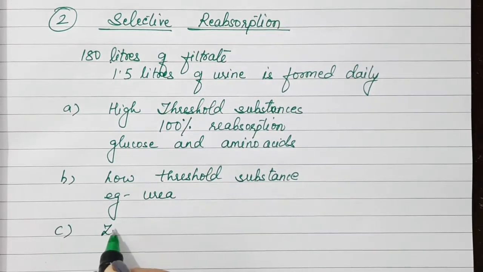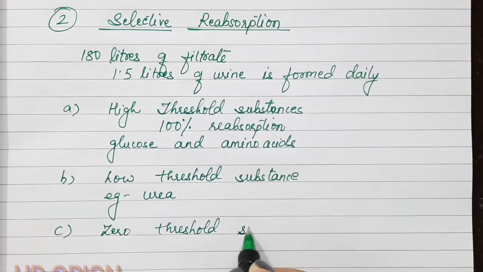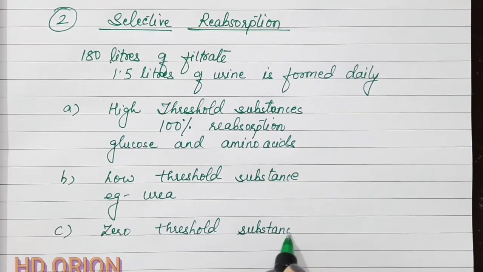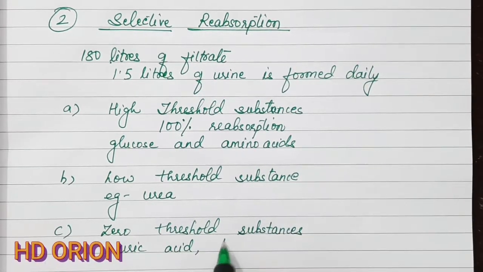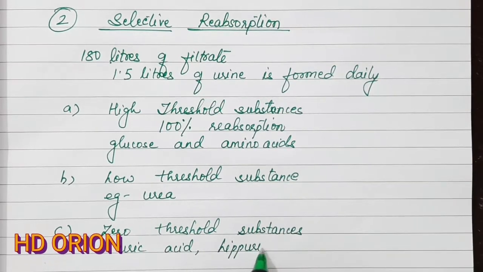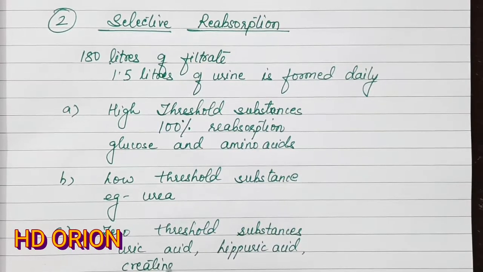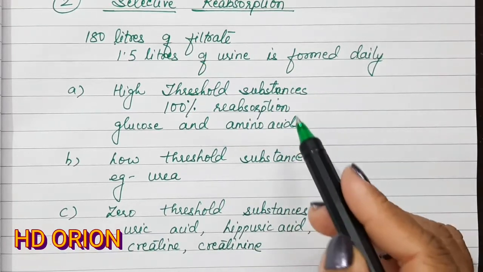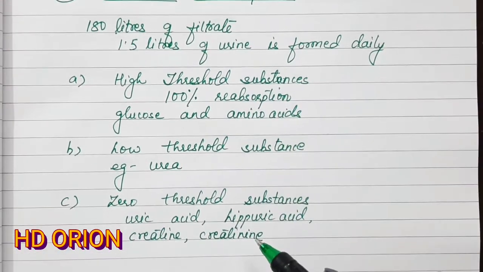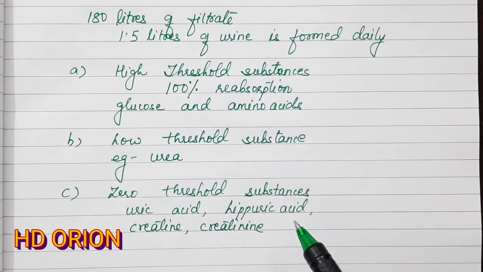And there are certain substances which are zero threshold substances. These are not at all reabsorbed, and these are uric acid, hippuric acid, creatinine, etc. So these are the various types of substances that will be reabsorbed or will not be reabsorbed in this second step. So let us see in the nephron how this process takes place.